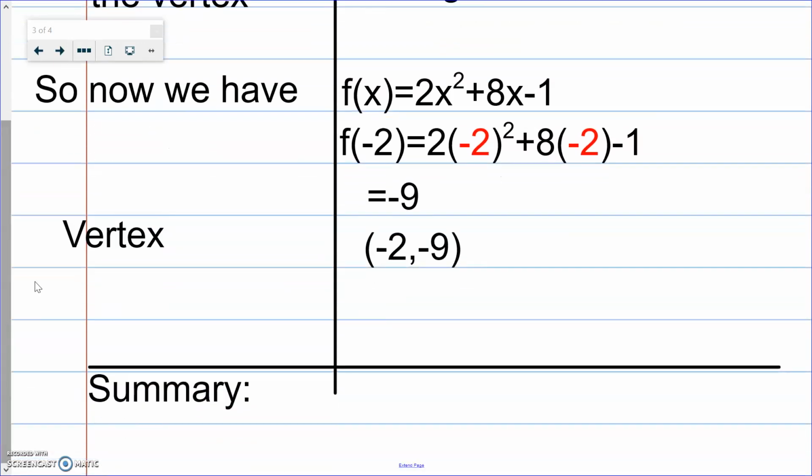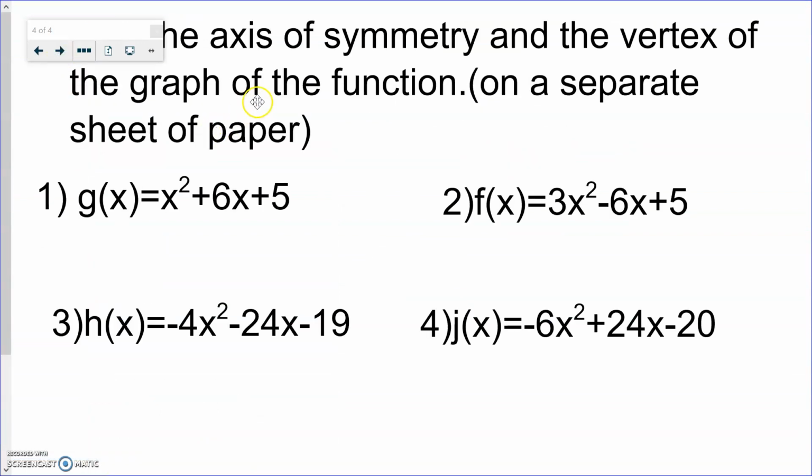Please write a summary, and then finish today's work. We want to find the axis of symmetry and the vertex of the graph of the function. Please do so on a separate sheet of paper. So we'll be doing both steps, finding the axis of symmetry and the vertex, for all 4 of these problems.